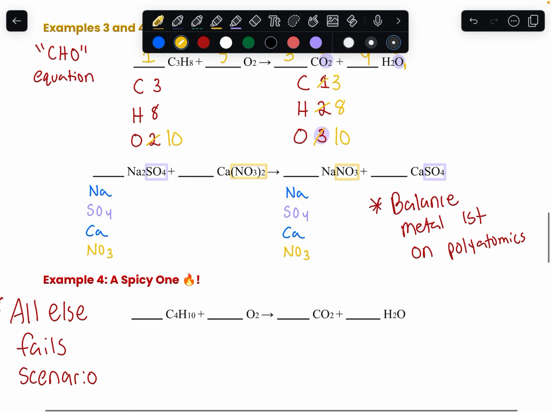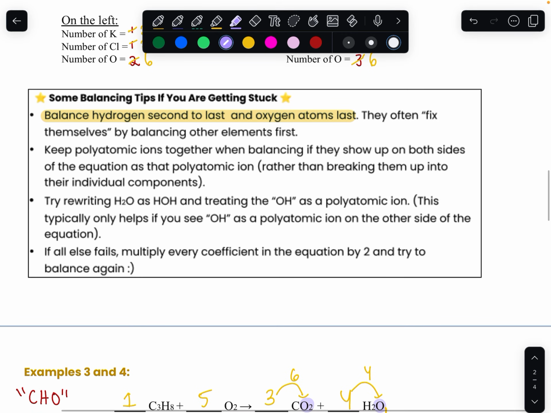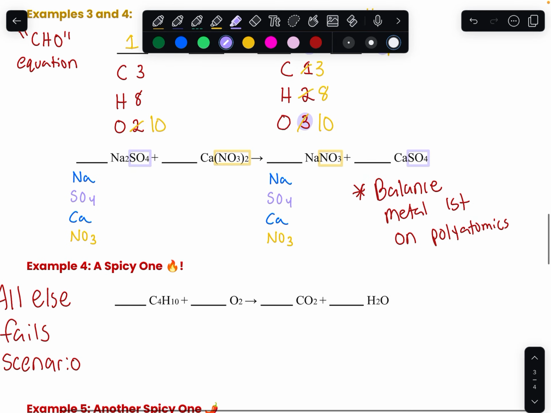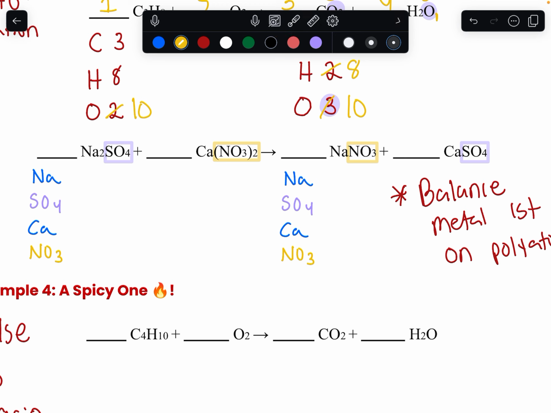Okay, last but not least, let's take a look at tip number 2. Tip number 2 says to keep polyatomic ions together when balancing if they show up on both sides of the equation as that polyatomic ion, rather than breaking them into their individual atoms. So what I've done here is put a box around my polyatomic ions in this equation. And so instead of breaking them into sulfur and oxygen and nitrogen, I'm going to keep my sulfate group.